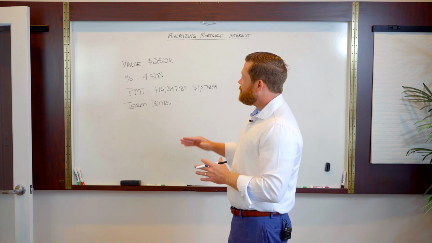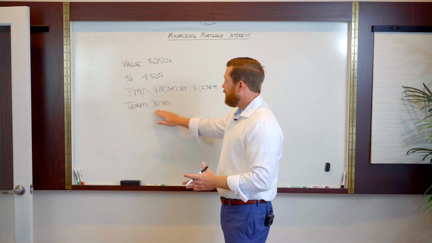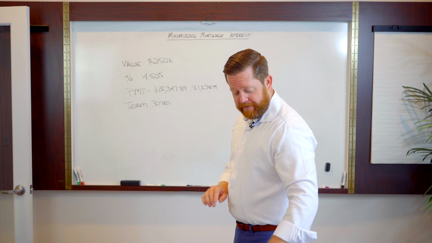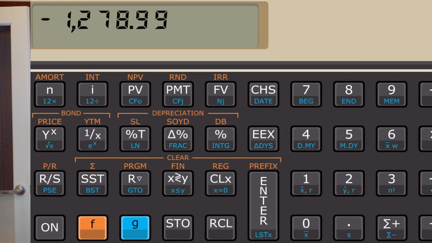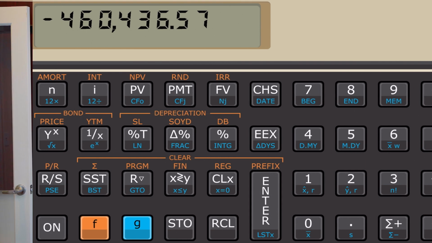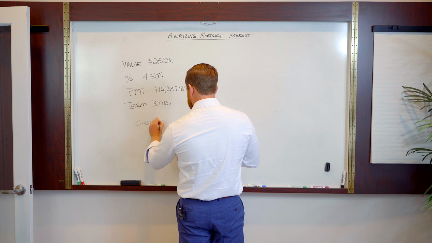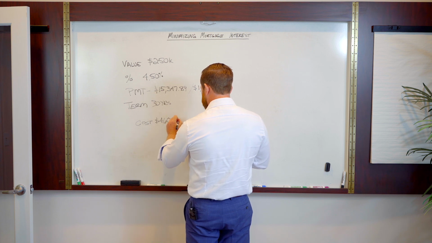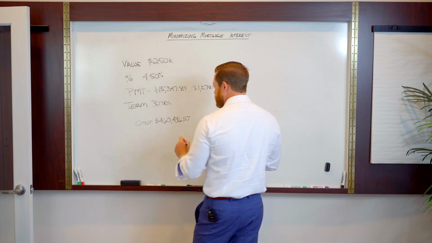So if we're going to say total payments over the 30 years and then compare that back to our original value of the mortgage at $250,000, back to the calculator, well, I've still got the $1,278.99. Let's multiply that by 12. We're back to our annual payment of $15,347. So let's go ahead and extrapolate those payments over the next 30 years, so times 30. And we have the total payment or cost on this mortgage is $460,436.57.